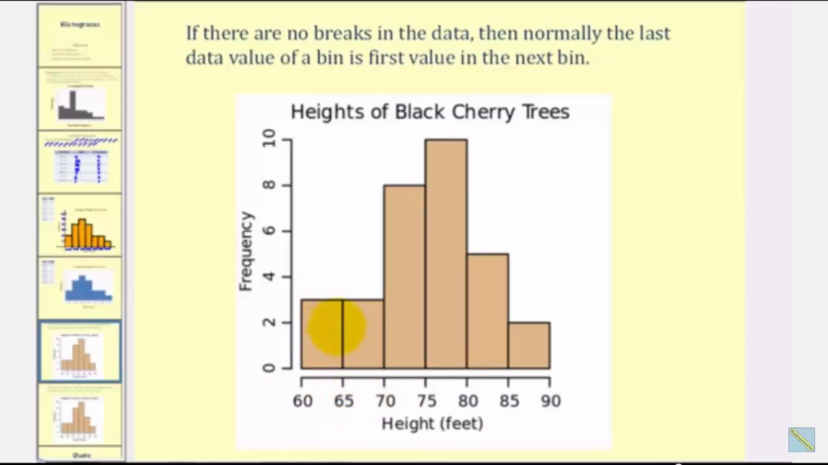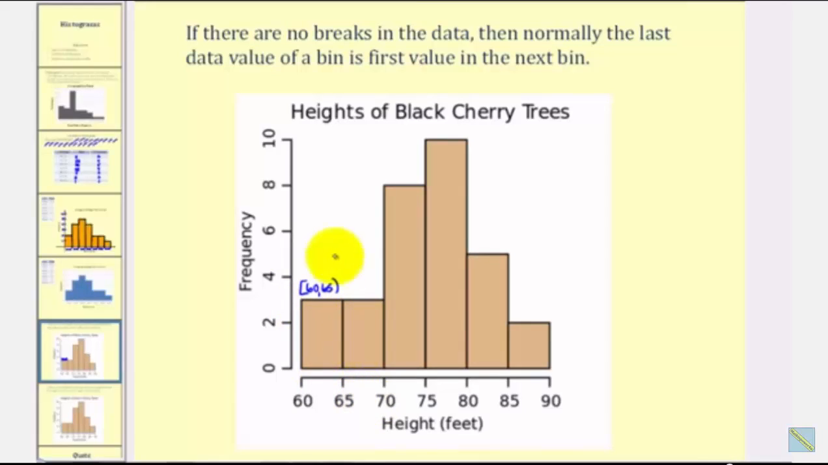So the question becomes, where is the 65? Is it in the first bin or is it in the second bin? And it's actually in the second bin. This first interval is from 60 to 65, where if we use interval notation, it would be closed on 60, meaning it includes 60, but it would be open on 65, meaning it does not include 65.